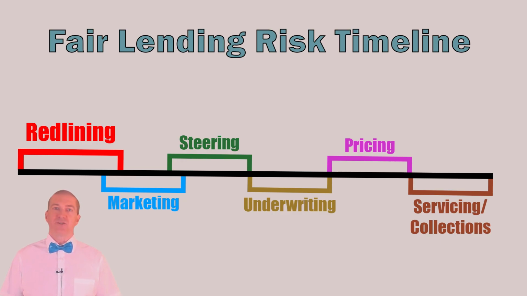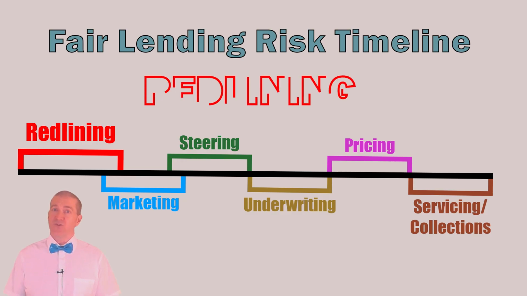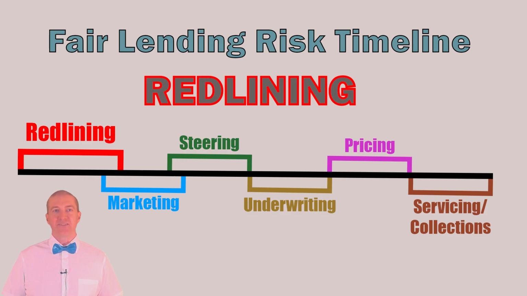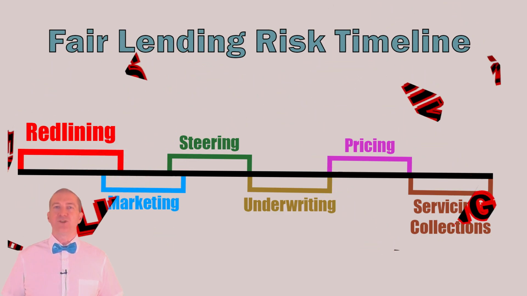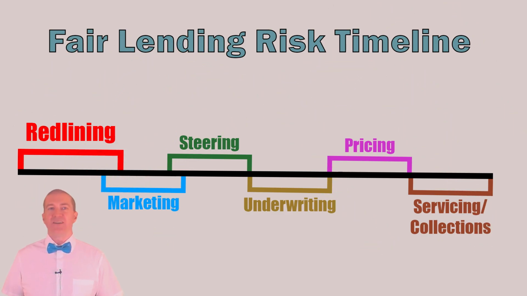While some job functions really only focus on one or a few stages of risk, at the board and senior management level, you are involved in ensuring controls for the entire credit cycle. The fair lending risk timeline starts with redlining risk. Redlining risk is a form of illegal disparate treatment in which a lender provides unequal access to credit or unequal terms of credit in an area because of a prohibited basis of the population.